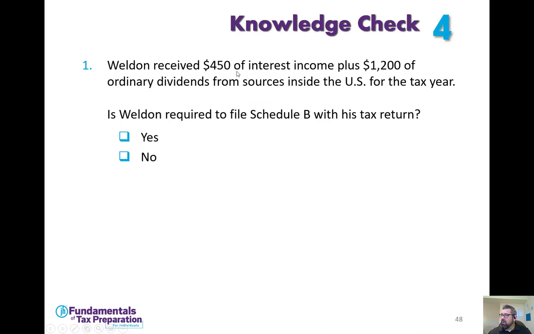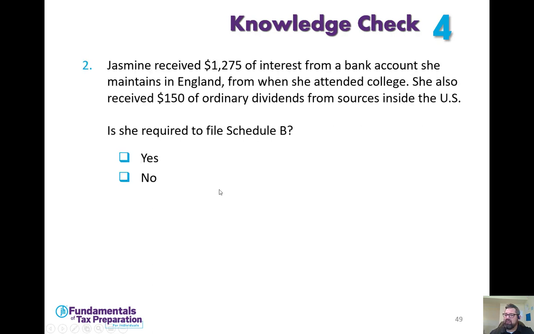All right, so now we've got a couple more questions about Weldon. He received $450 in interest income plus $1,200 of ordinary dividends from sources inside the U.S. for the tax year. Is Weldon required to file a Schedule B on his tax return? He's not, because he doesn't exceed the threshold. You have to exceed $1,500 in interest or dividend income in order to have to file a Schedule B form. So the answer to that is no. You never have to worry about that when we're using Profiler.